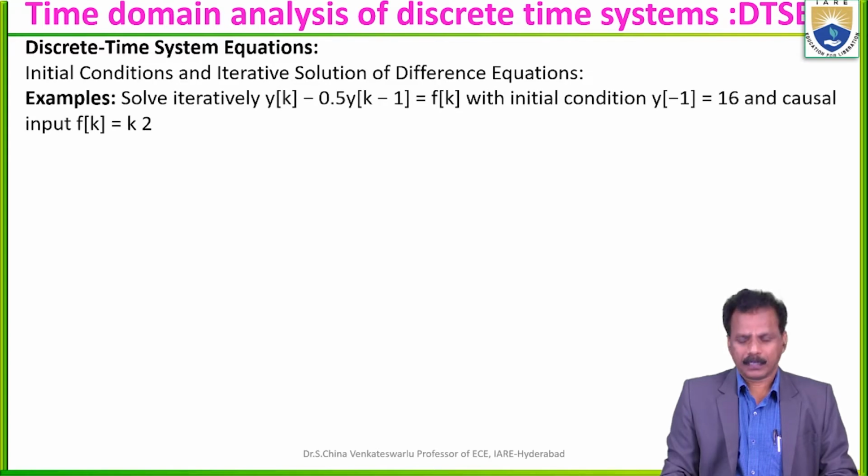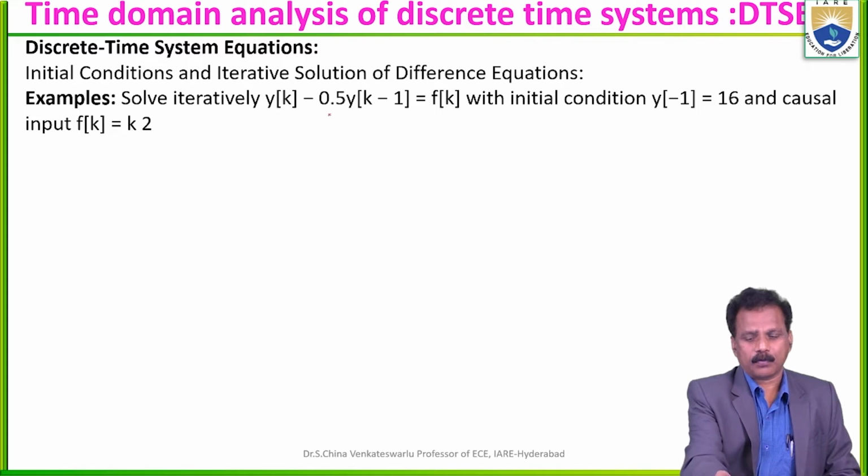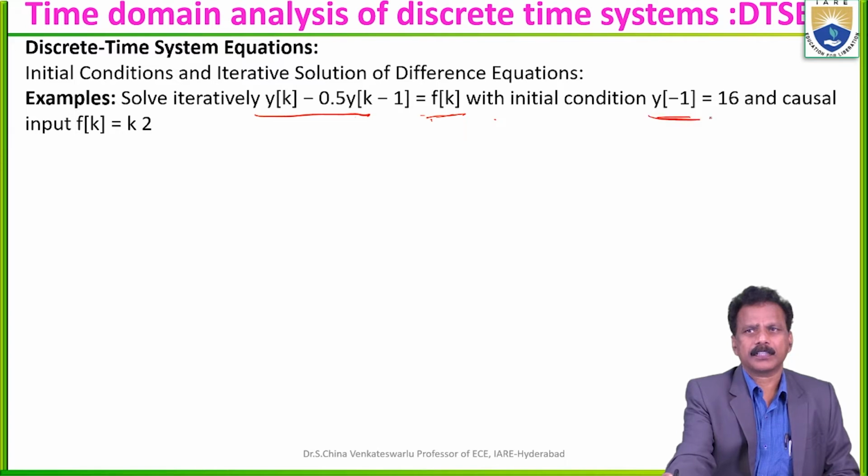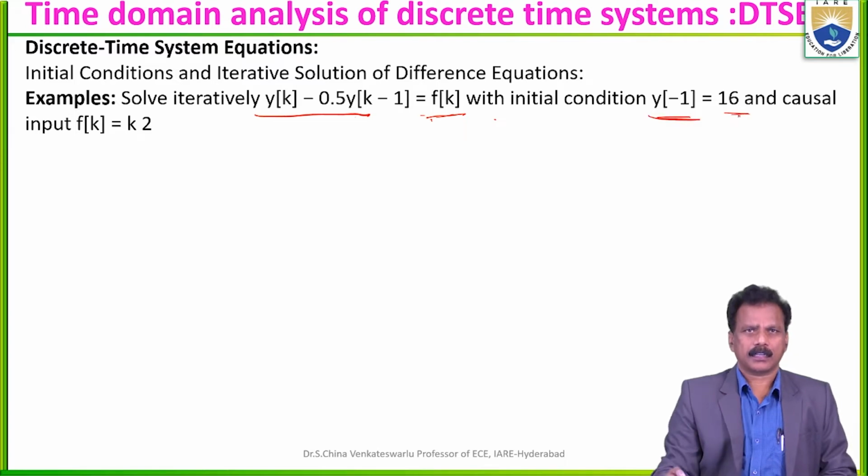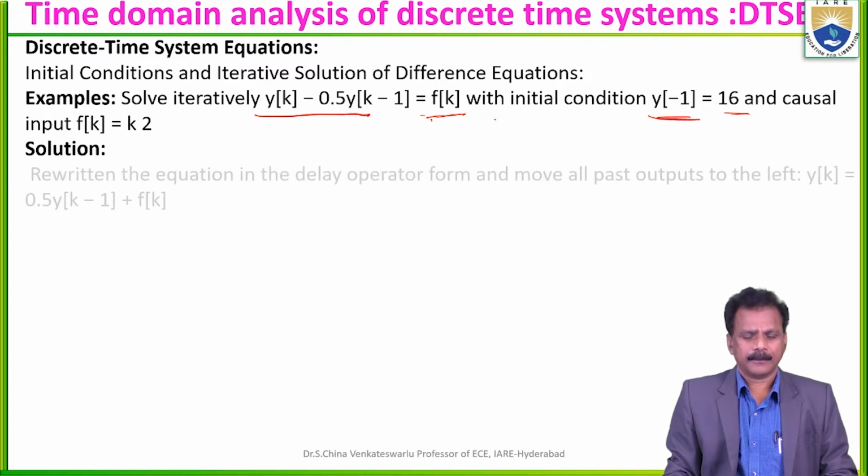So we can easily analyze this by using a simple example. Here it is: solve iteratively y of k minus 0.5 y of k minus 1 is equal to f of k, with initial condition y of minus 1 is equal to 16 and causal input f of k equal to k squared. Consider this a simple example to analyze.